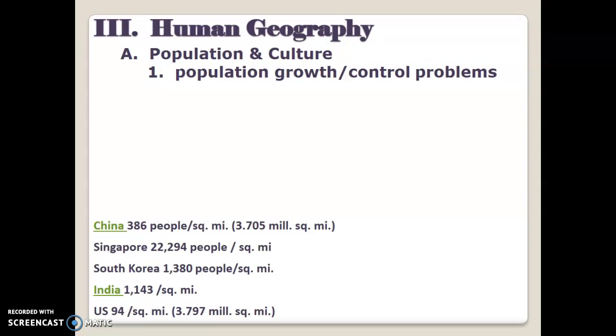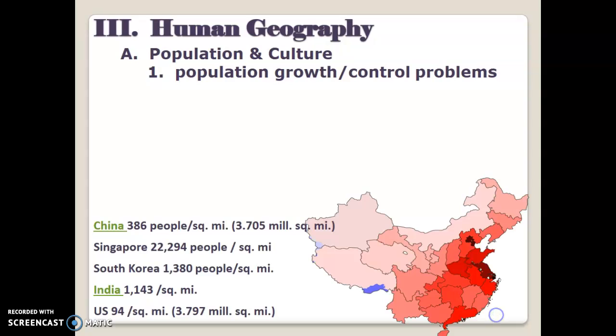Now, to put that in perspective, the United States only has about 94 people per square mile, and China and the United States are relatively the same size in area. So clearly there are a lot of issues.